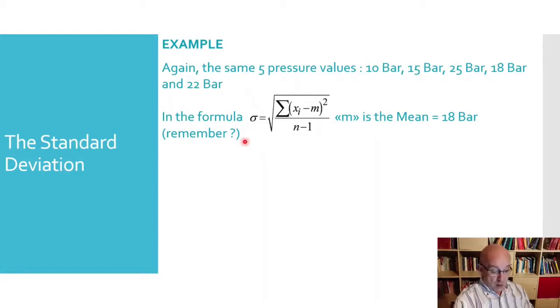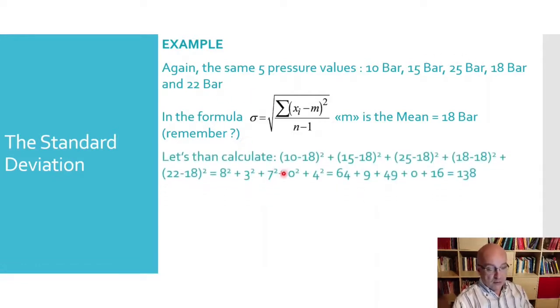There are 5 values, so there will be 5 terms, 1, 2, 3, 4, 5 terms. Each term is squared, as you can see here. Each term is given by the difference between the mean, which is 18, so you can find 18 here in the first term, 18 here in the second term, 18 here in the third term, and so on. And in the first term there is 10, as you can see here. In the second term there is 15, as you can see here. In the third term you can see 25, as you can see here, and so on.